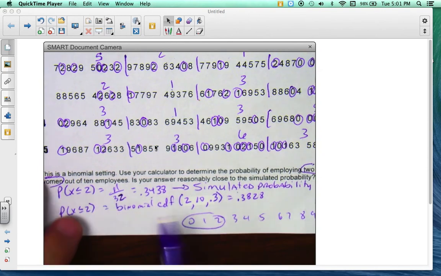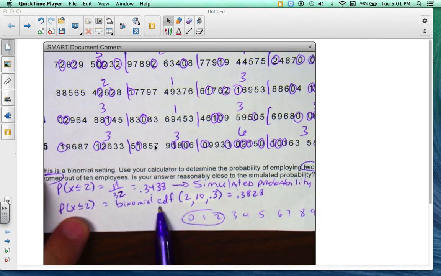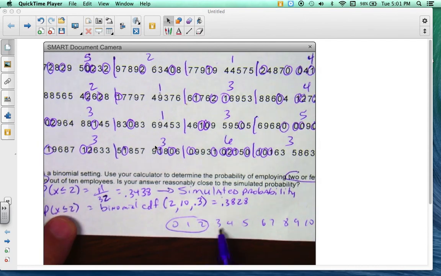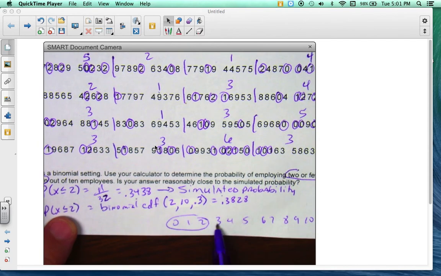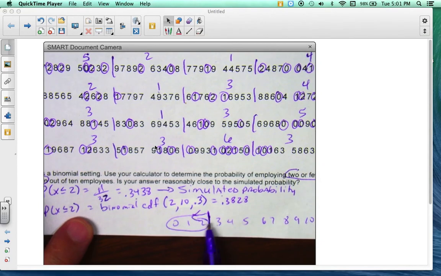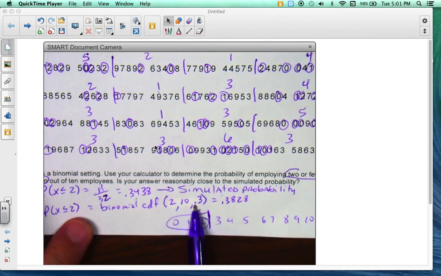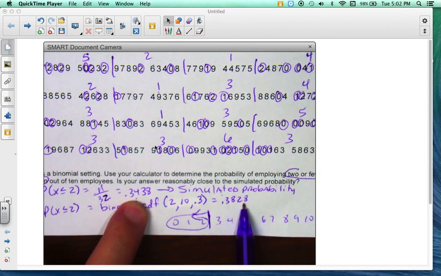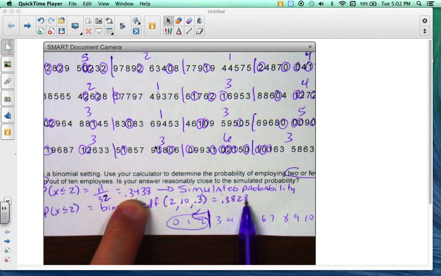Now, when I find the binomial CDF, because I want 0, 1, and 2, well, I want that right there. So I'm going to do binomial CDF of 2. My n was 10. My probability was 0.3. So I got 0.3828, which is not too far from the original 0.3438 of the simulated probability. Good luck with number 3 and number 4.